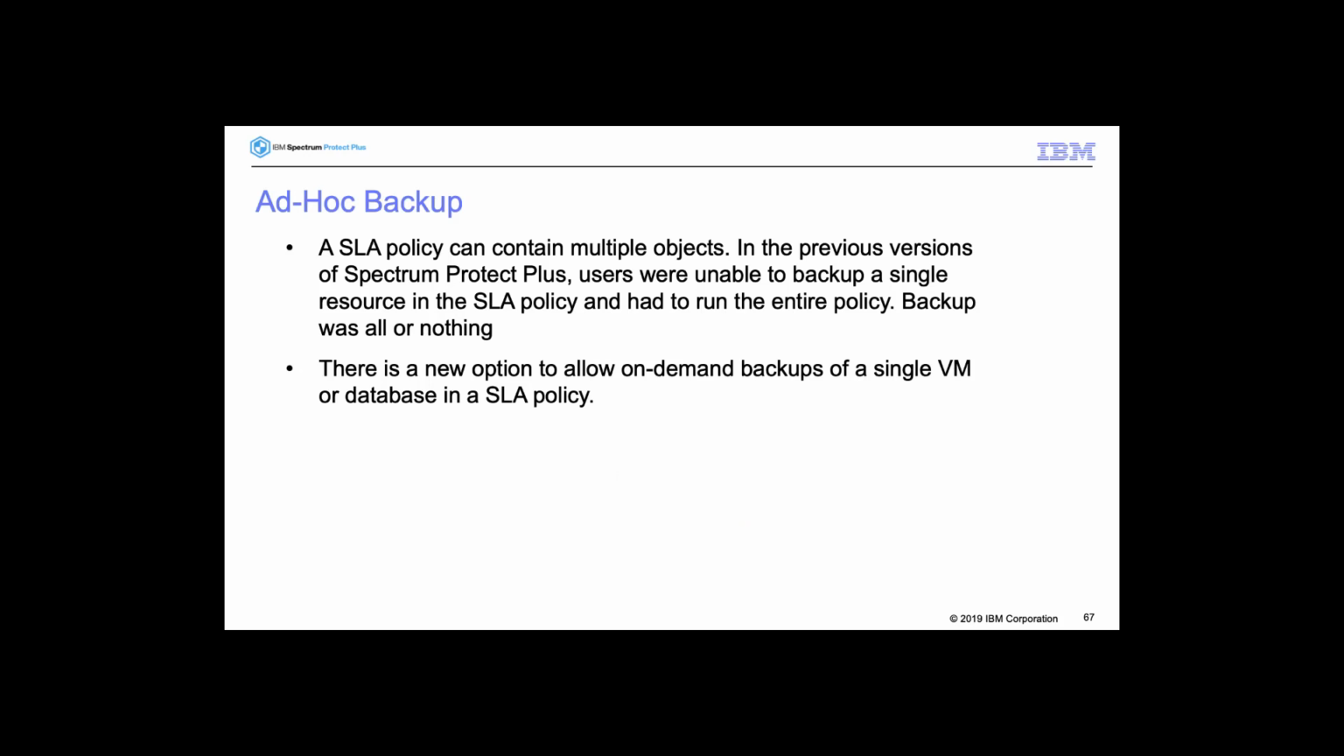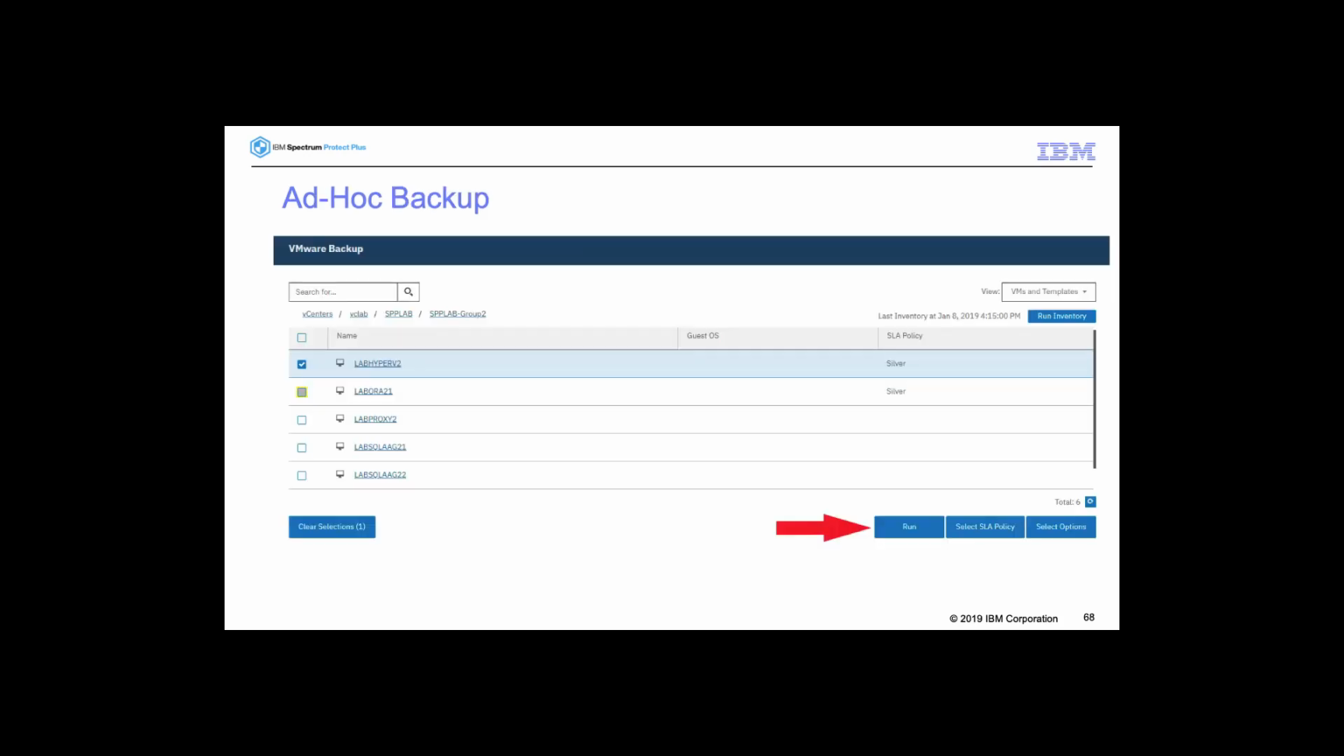Now, from an ad hoc backup perspective, you always could do ad hoc backups from Spectrum Protect Plus, but the ad hoc backups were done on an entire SLA. So basically, you had to run the entire SLA to do an online backup. Now, there is a desire to be able to run one machine, so maybe you just set up a machine and want to test it out. So now you have the option to do an on-demand backup of a single VM or database in the SLA policy. Basically, the way this is done is you select the machine and you click this Run button.